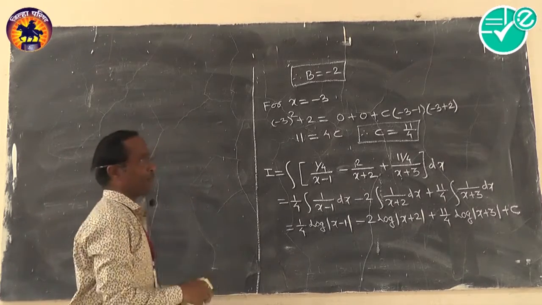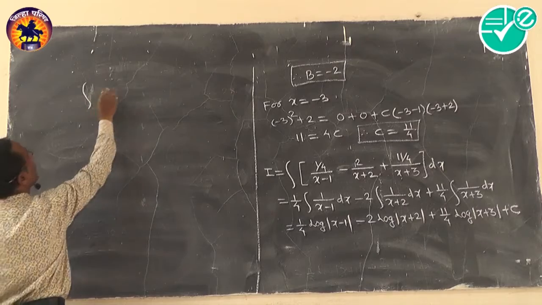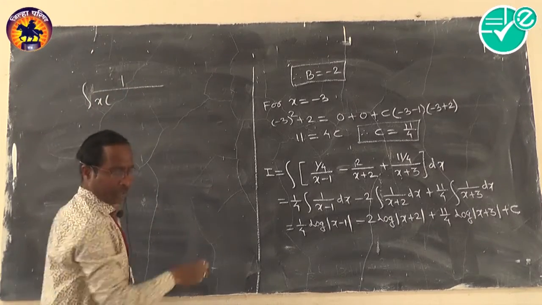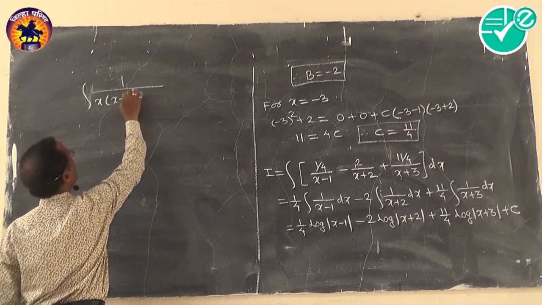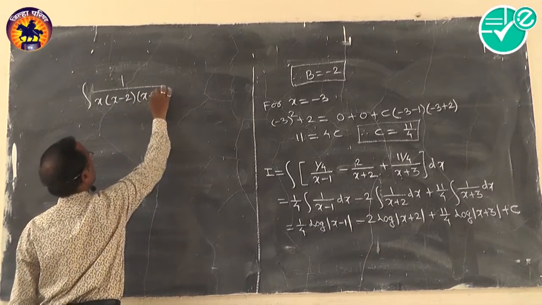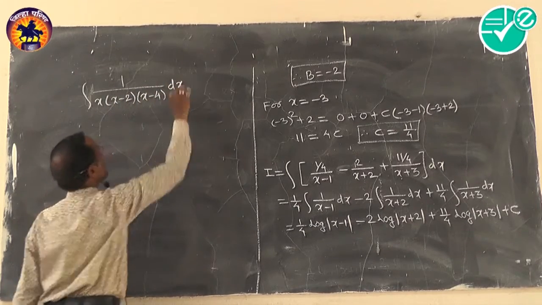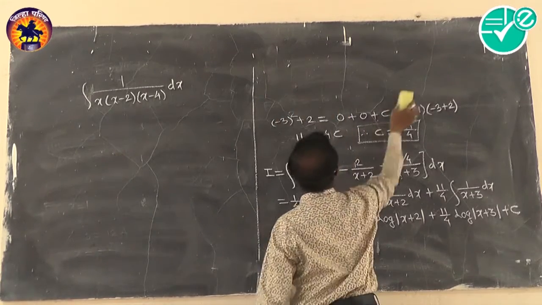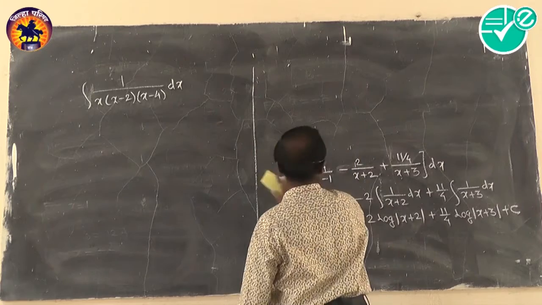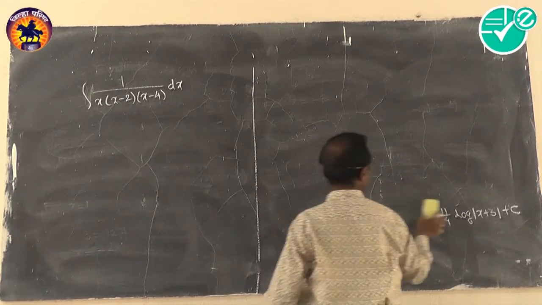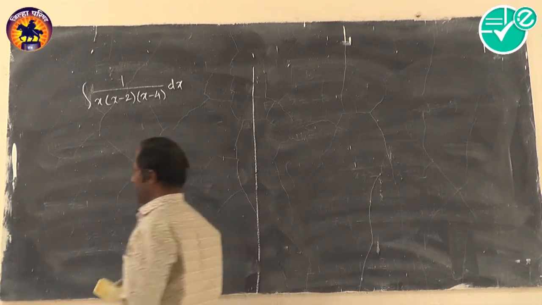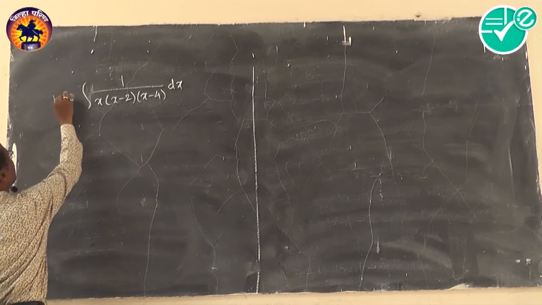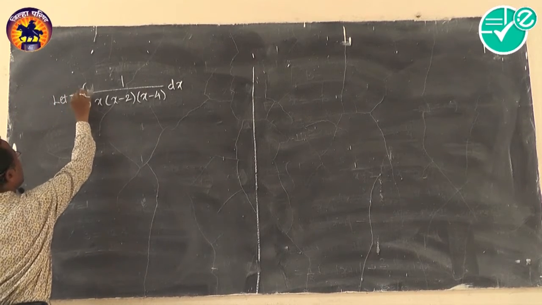Next example: integral of 1 upon x into x minus 2 into x minus 4 dx. We want to solve this example by using integration by partial fraction. So how can we solve it? This is also in the form of non-repeated linear factors. Let I be equal to the given function.